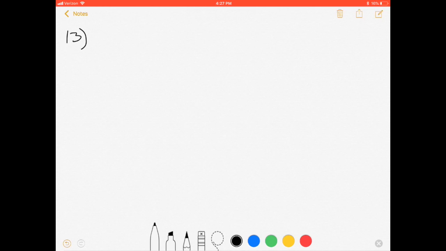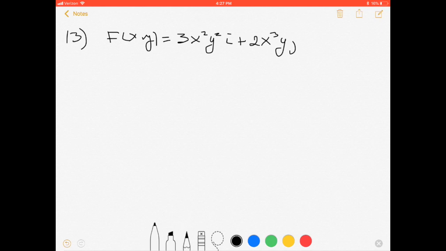If you have a vector field, for example 3x squared y squared i plus 2x cubed y j. Well, first we need to check whether our vector field is conservative or not. This means we can find a potential function or not. This function, as you remember, is function m.